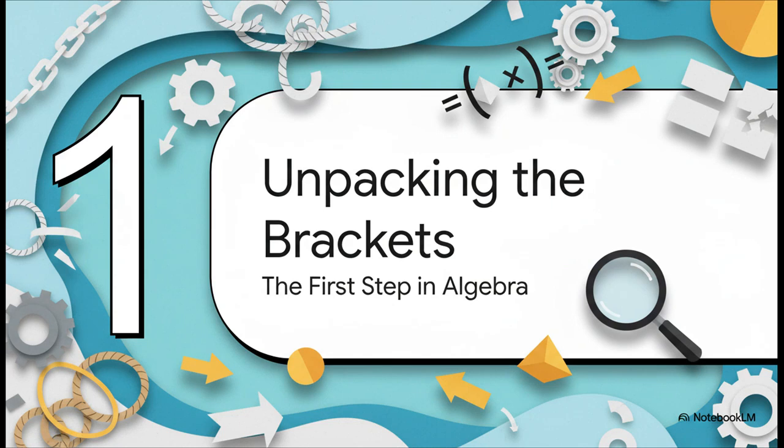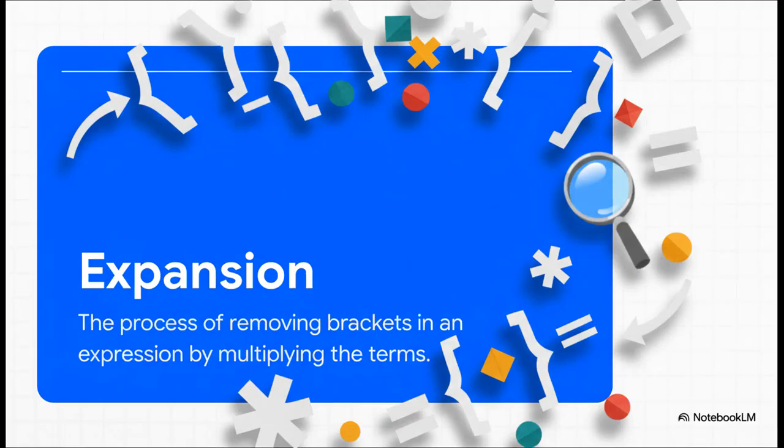All right, our first stop, it's all about getting a handle on brackets. This is a really fundamental skill in algebra called expansion. And really, it's all about clearing out the clutter so we can see what we're actually working with. So, what exactly is expansion? Well, it's just the process of getting rid of brackets. That's it. And how do we do it? Through multiplication. You just take everything outside the bracket and multiply it by everything inside the bracket. This is going to be our very first tool for making these things simpler.